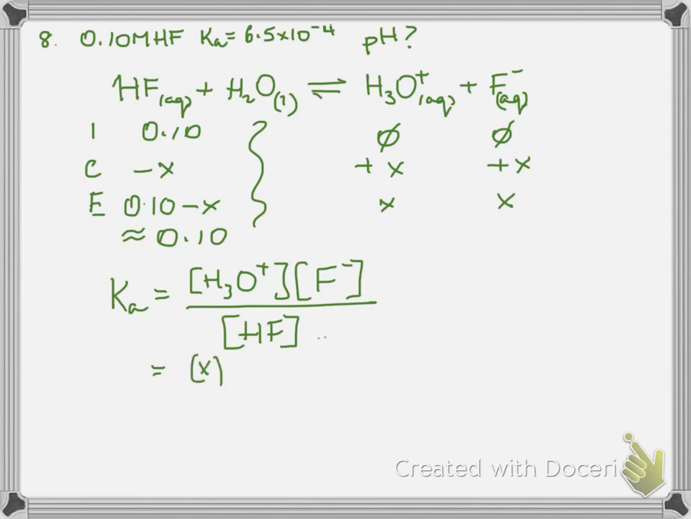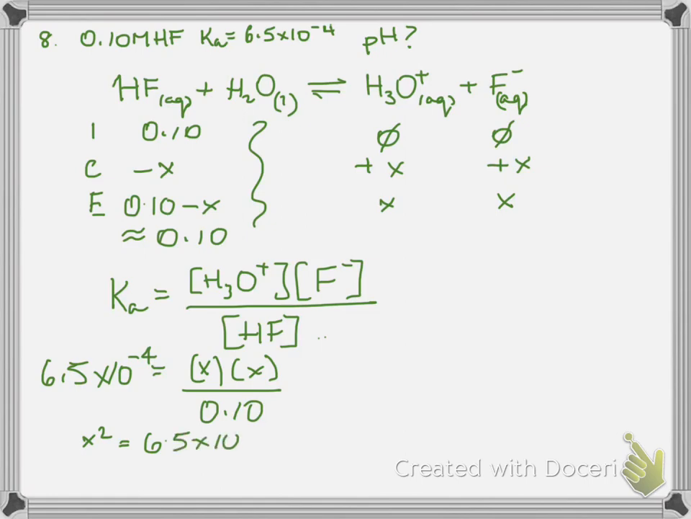X times X divided by 0.10, and the equilibrium constant is 6.5 times 10 to the minus 4. That gives us x squared equals 6.5 times 10 to the negative 5, which gives us an x value of 8.06 times 10 to the negative 3.